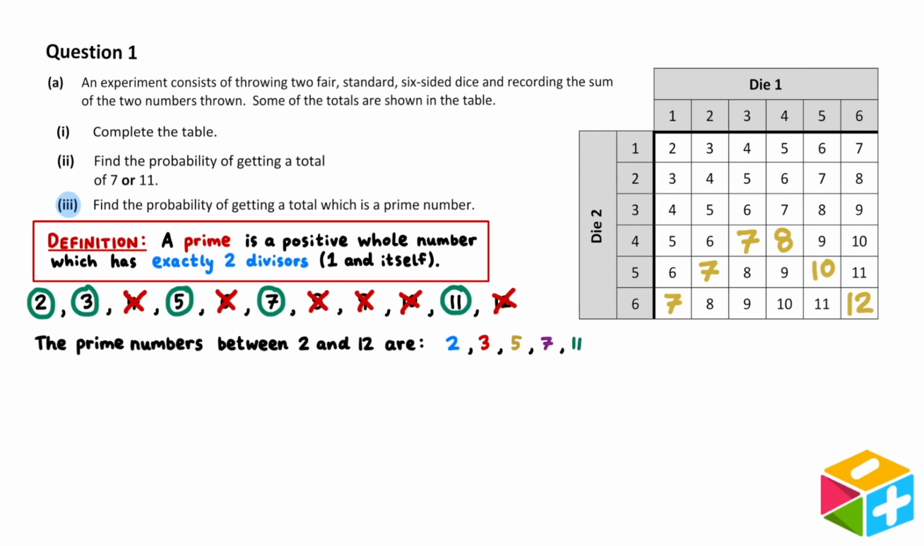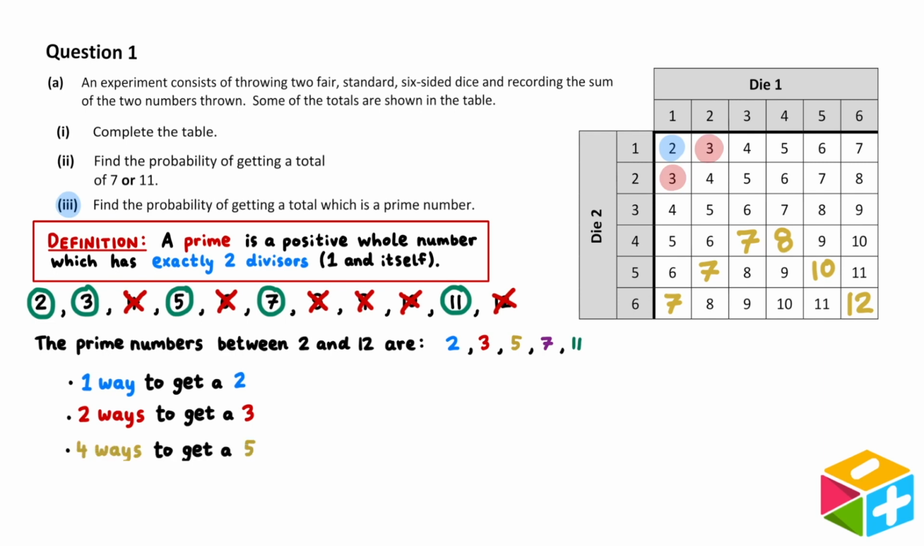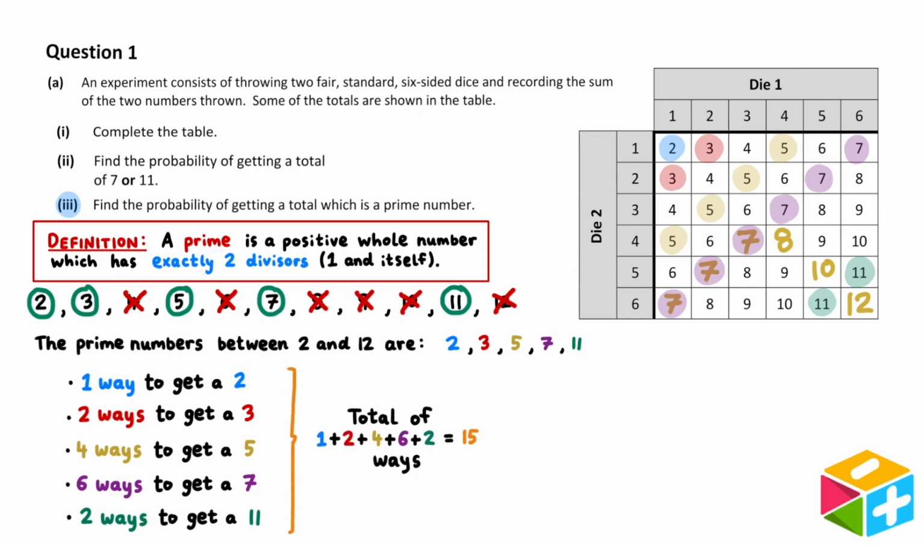Just like the second part of the question, we can count up the number of ways we can get each of these numbers, and then add all these up to find the total number of ways to land on one of these. There's just one way we can end up with a total of 2. There's 2 ways to get a 3, 4 ways to get a 5, 6 ways to get a 7, and 2 ways to get an 11. Adding all these up gives us a total of 15 ways to get a prime number.